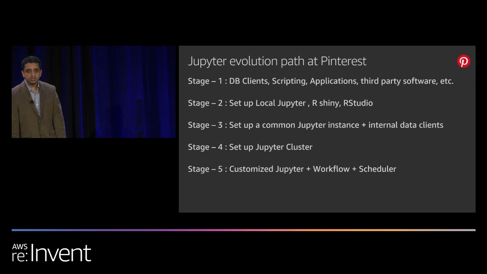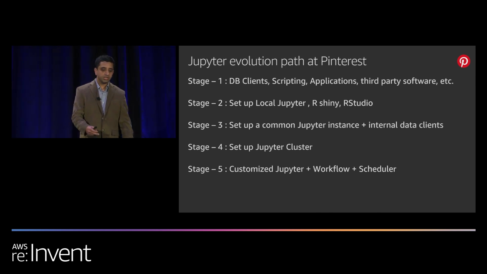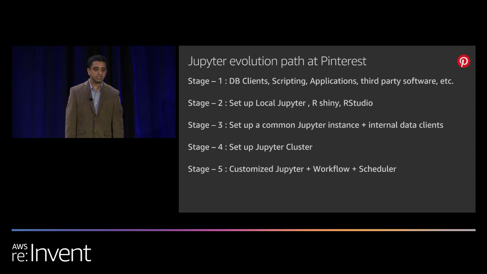So the Jupyter evolution at Pinterest can be broken up into 5 different stages. Stage 1 is where you have database clients, some scripts, some ad hoc applications, and you pull data, keep it locally, run some query, generate output. It works. The next stage will be setting up local Jupyter, R-Shiny or RStudio. Setting up a global Jupyter instance with internal data clients will be stage 3. And stage 4 is setting up a Jupyter cluster. And stage 5 is customized Jupyter with workflow and scheduler.